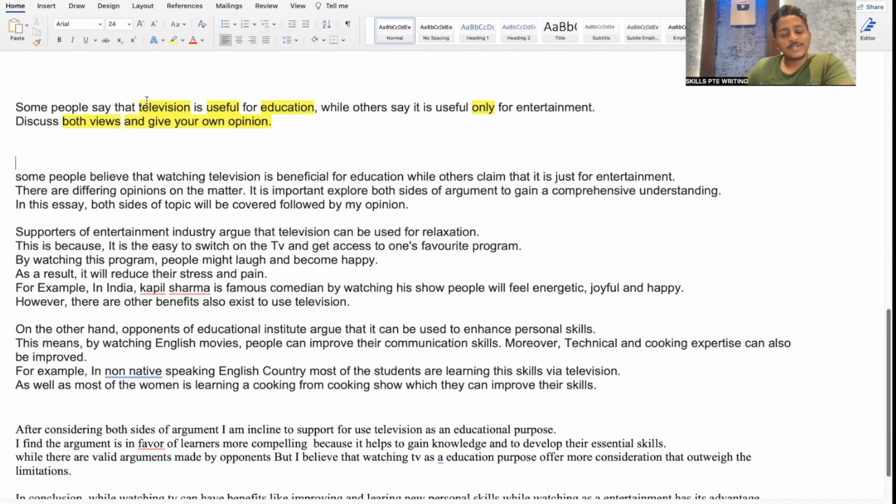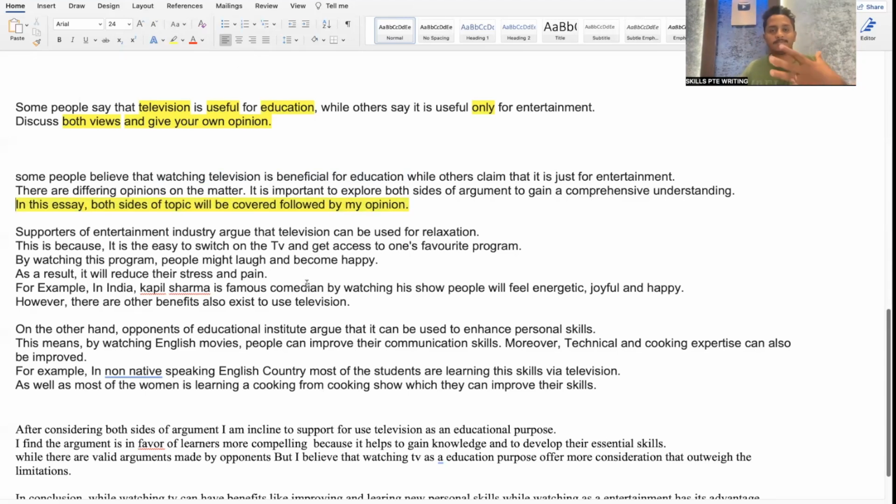Television is useful for education. Other people say, no, education and all, only entertainment. Some people believe that watching television is beneficial, while others claim it is just for entertainment. There are differing opinions on this matter. It is important to explore, Akash, both sides of the argument to gain a comprehensive understanding. In this essay, both sides of the topic will be covered, followed by my opinion. This is important. That's it.